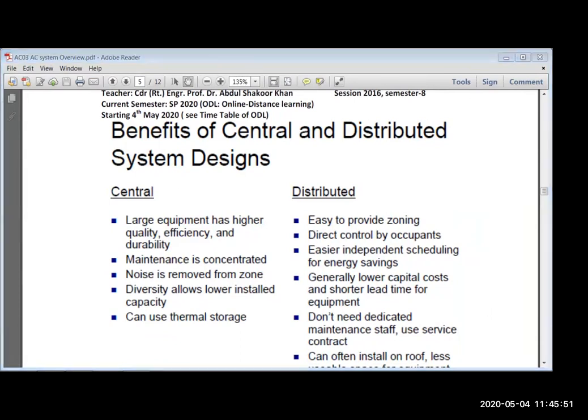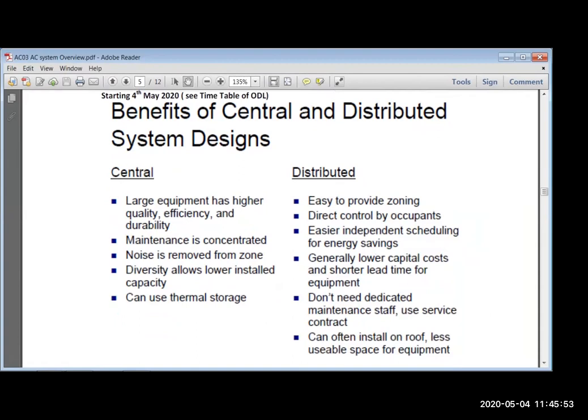So let's go ahead. Benefits of central and distributed systems are mentioned here. On the left hand side are the benefits of the central system, and on the right hand side the distributed system.